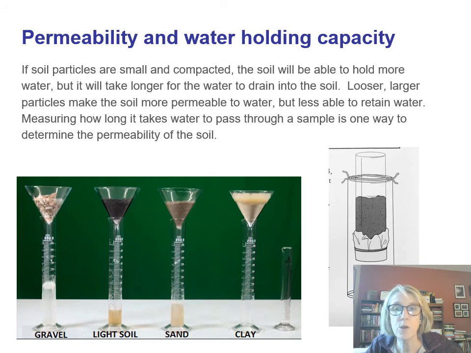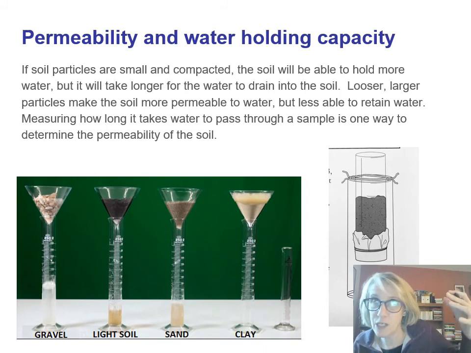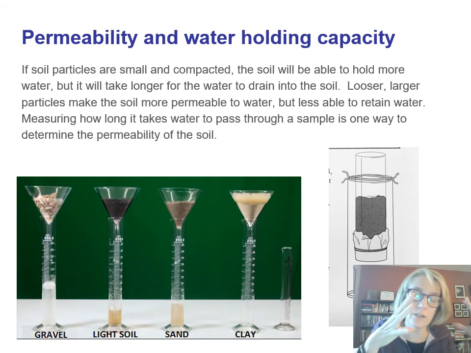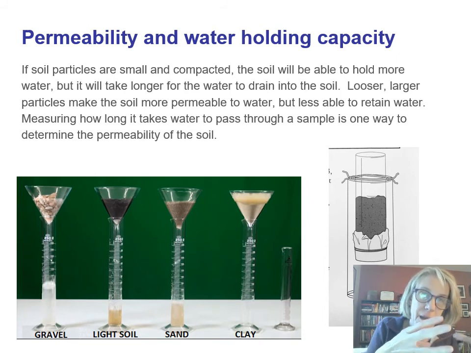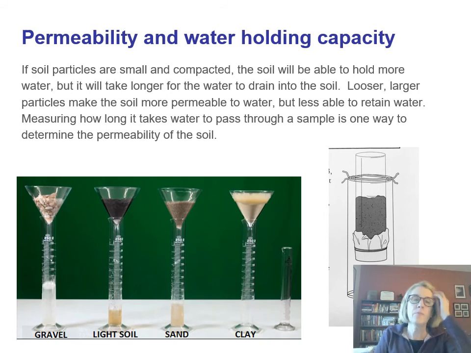All right, looser, larger particles make the soil more permeable, but less able to retain water. So this is kind of like the Goldilocks effect. You want water to go through a little bit, but not too much. And you want the soil to be able to hold water, but not for too long so that it just gets clogged with water, so to speak. Okay? And you can test this very easily.